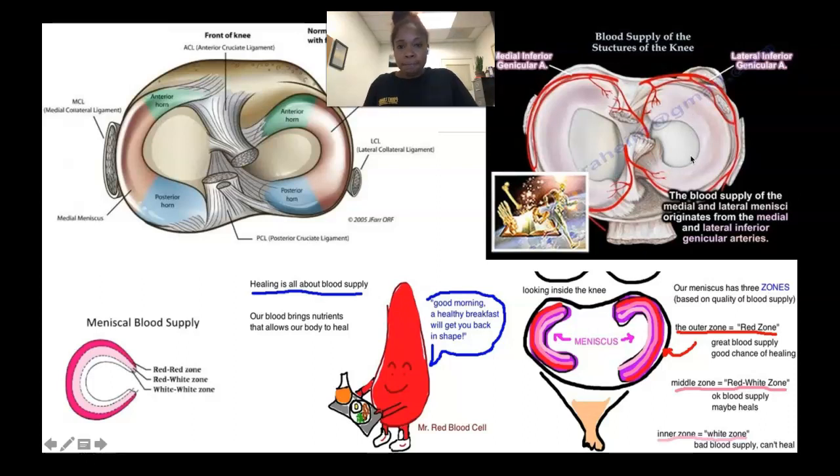So most often, if a patient has imaging and that tear is in the red-white zone or the white-white zone, then most often the physician says there's no need to repair this because there's no blood flow. We know it's not going to heal itself. And so they just snip, snip, snip, cut it out.